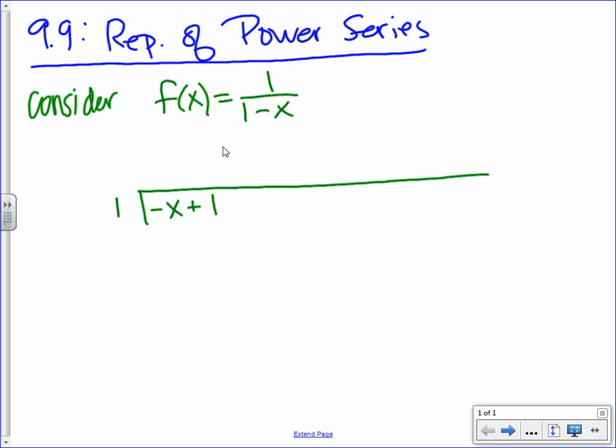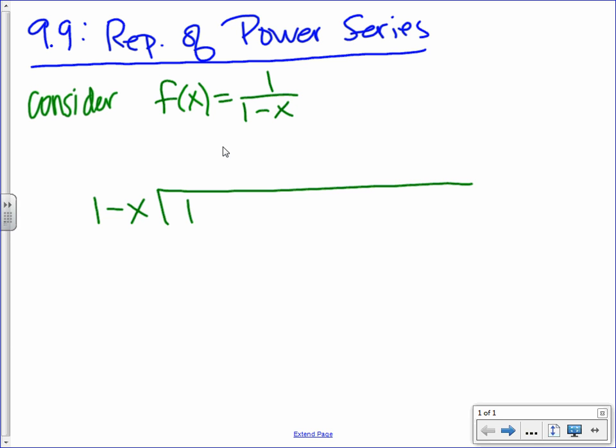Okay. Yes, we are going to perform some long division. Do you remember how to do that? No. Why does this look so strange? 1 divided by 1 minus x, maybe? Yeah, that's right.